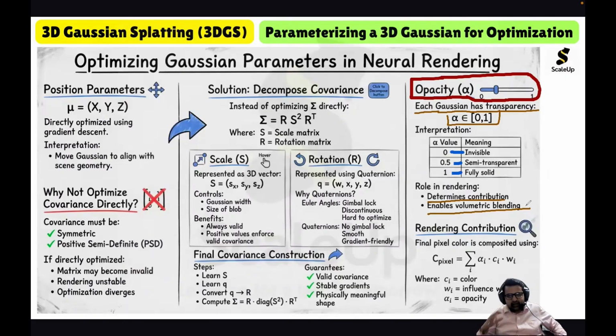So the idea is very clear. Let us suppose I optimize the position parameter. If I optimize the position parameter, then the rendered image made from millions of 3D Gaussians, its geometry will be very similar to that of the real image.